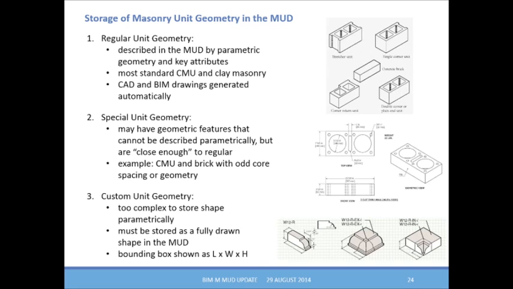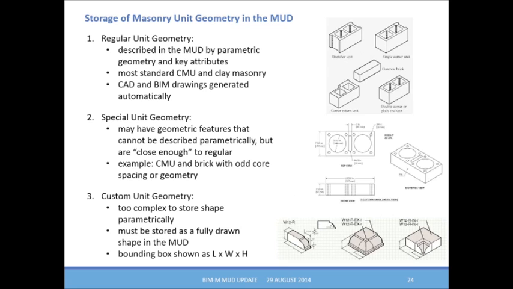Following on the description of geometry in the database, we have broken masonry units into 3 separate categories. The regular unit geometry can be represented parametrically in the database. What I mean by that, I'll show you an example in a minute, is that we do not need to provide a drawing for the units, because just a tabular description of certain parameters allows us to generate the drawings of these units automatically through the parametric modeling software.